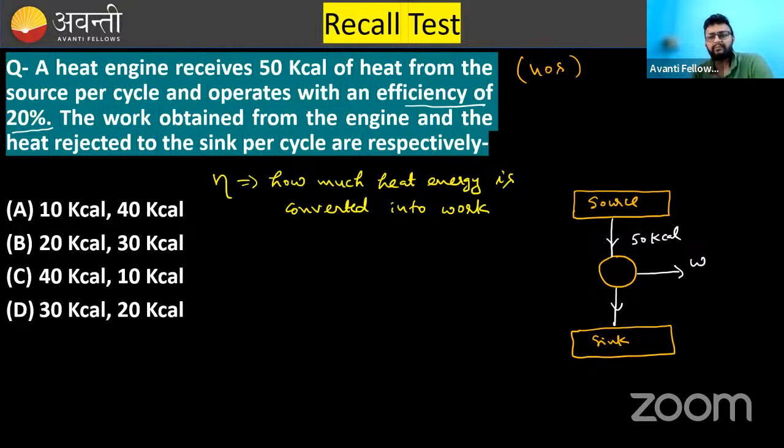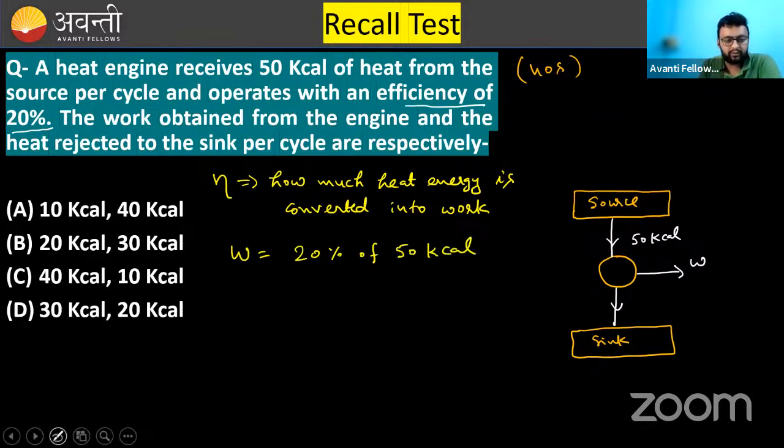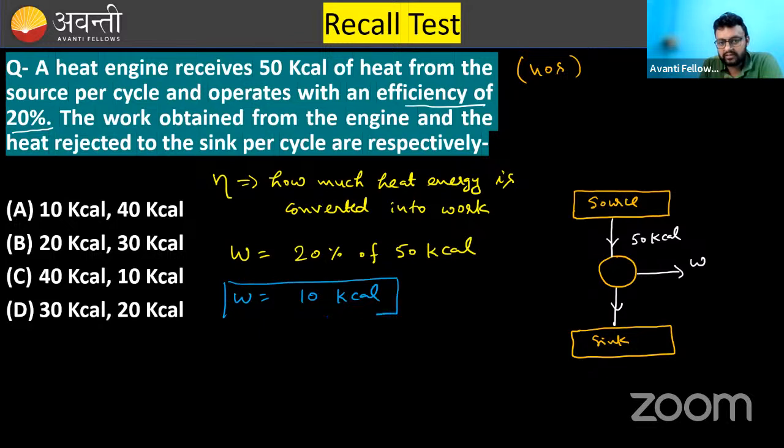I can use the formula that we derived yesterday, but you can do it in your mind actually. So what will be the work done? Work done will be 20% of 50 kilocalorie, which is 10 kilocalorie. That's our answer. Work done is 10 kilocalorie.